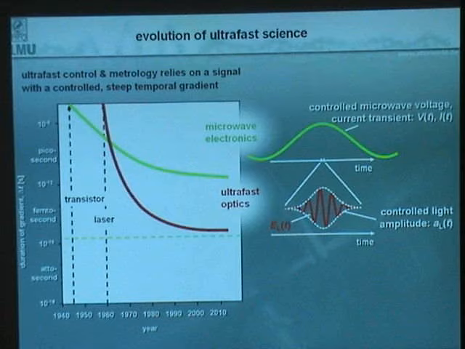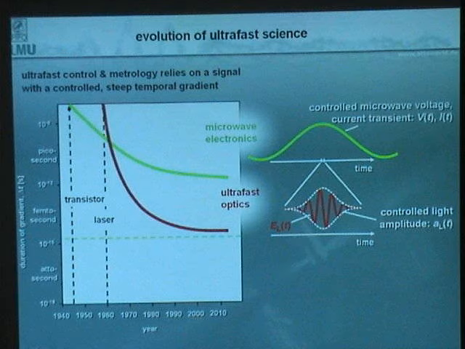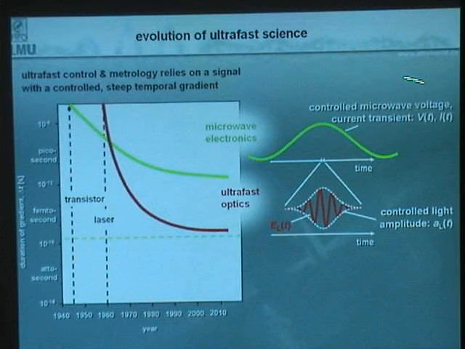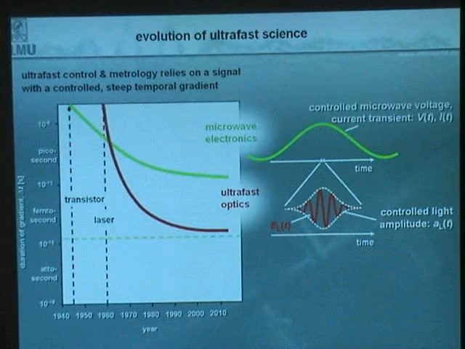In modern ultrafast science, the steep control temporal gradient has been provided primarily by electromagnetic waves. In microwave electronics, it is a controlled microwave voltage that has been sped up down to the picoseconds and is able to drive currents on that time scale and push the limits of electronics down to a few picoseconds.